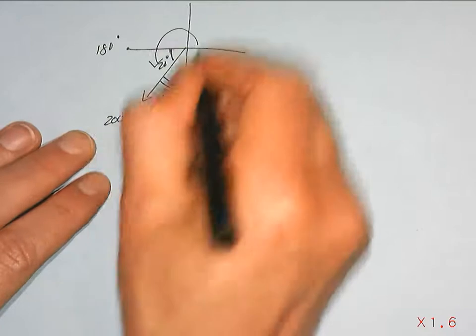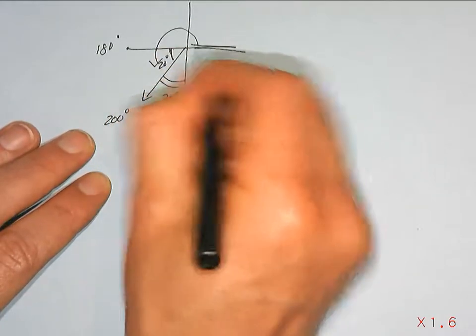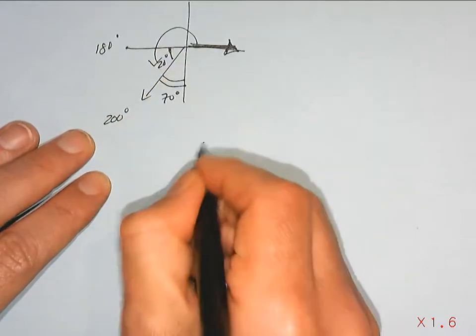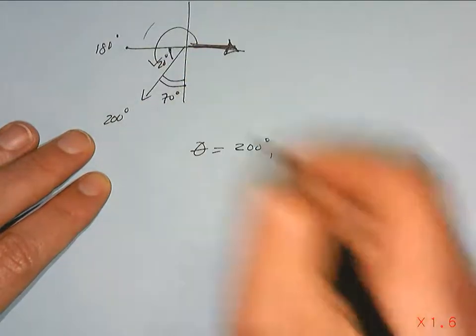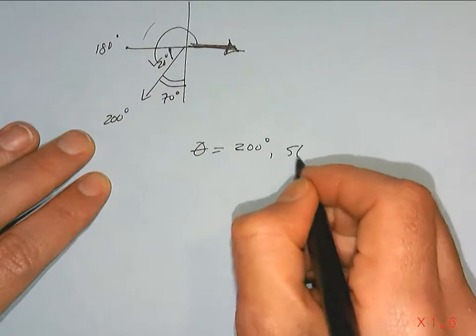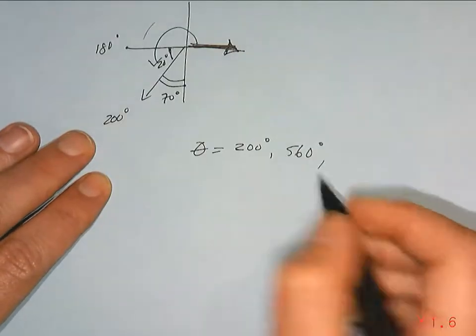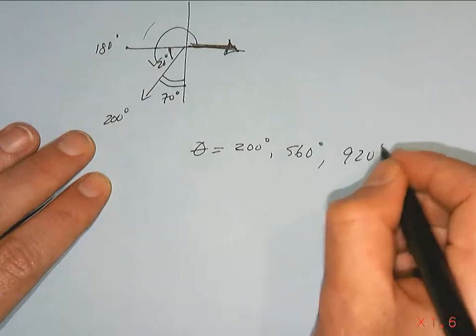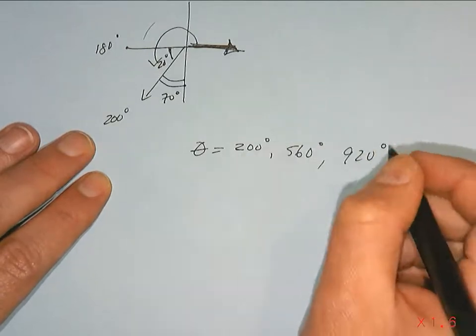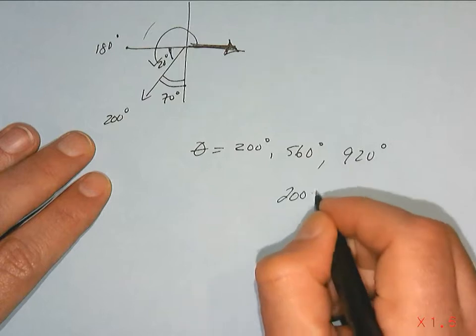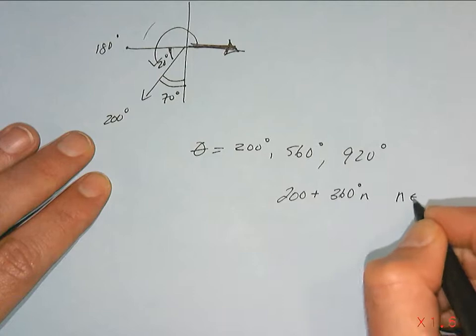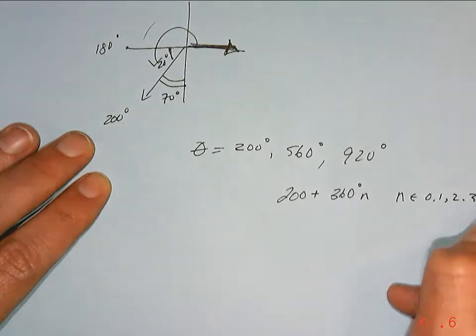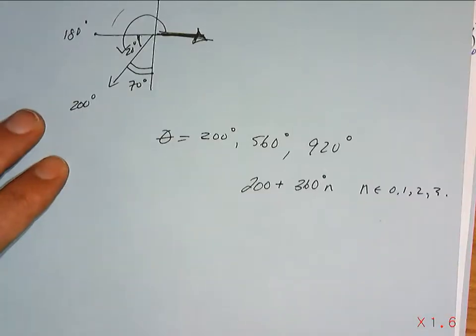So to get here to this terminal arm from this initial arm, we could have gone 200 degrees. Or you could have gone all the way around, 360 plus 200, so 560 degrees. Or you could have gone all the way around twice, 720 plus 200, so that's 920 degrees. And that would continue on and on and on. We could demonstrate that by saying 200 degrees plus 360 degrees n, where n is an element of one of those nice numbers. We call them the whole numbers.